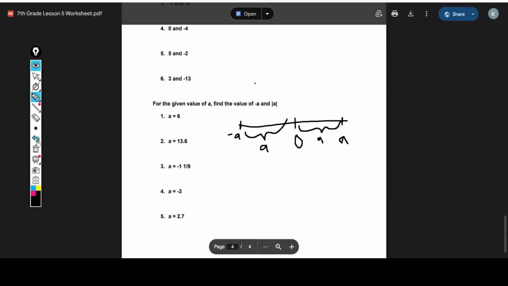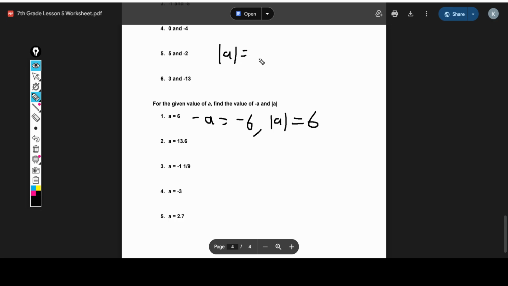And -a is, well, not necessarily always going to be positive. So if a equals 6, then -a equals -6. But the absolute value of a is going to just equal 6, because the distance from 6 to 0 is 6. And so an important thing is the absolute value of a equals a if a is greater than or equal to 0. So if a is not negative, it'll just equal a. However, it'll equal negative a if a is less than 0.